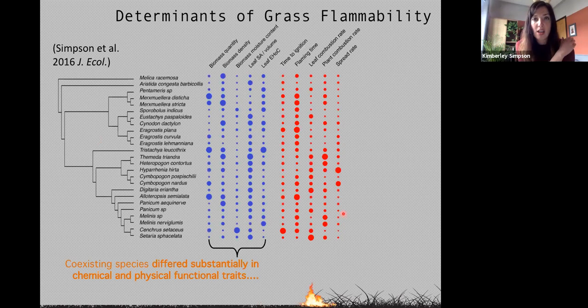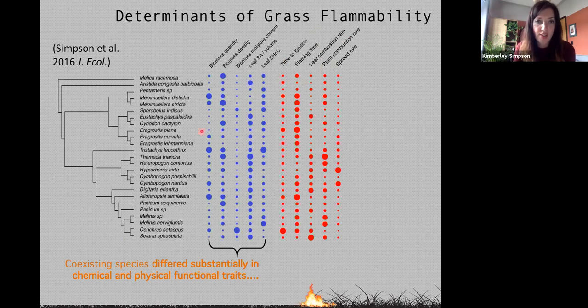Another of my PhD chapters informs this area of research by determining what plant traits are responsible for driving differences in grass flammability. For this piece of work, I used 25 savanna grasses in South Africa in the field, and measured a number of chemical and physical traits that I thought would be influential to flammability. Then on the same individuals I also measured a number of flammability components, things like time to ignition and combustion rate.